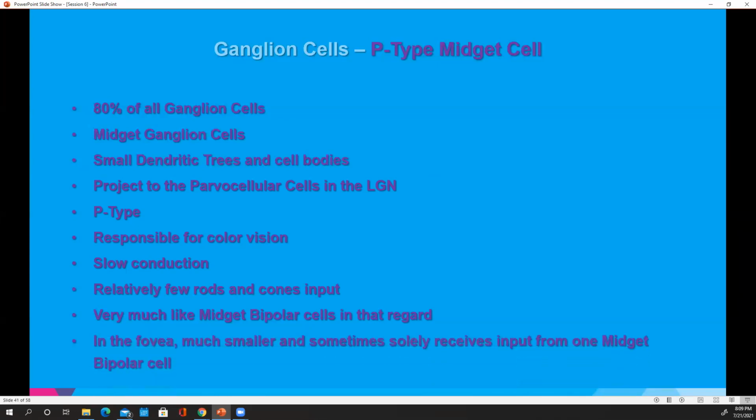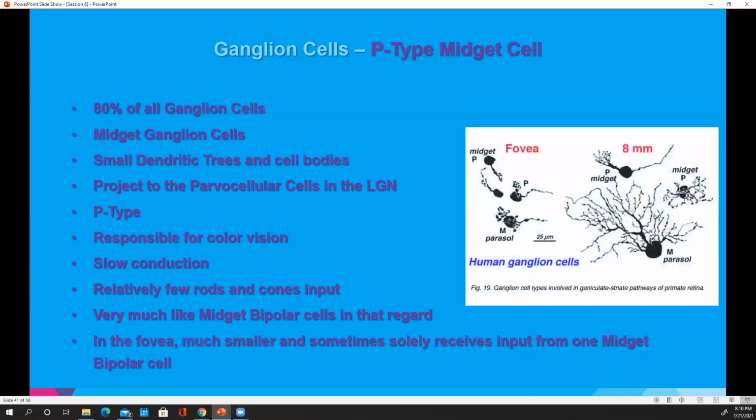So these guys tend to be dealing with the fovea. These ganglion cells are dealing with the input from the fovea a lot of times. Sometimes, and they're much smaller than their counterparts. And yes, sometimes they receive input from one bipolar cell, but not all the time. It's not like a midget bipolar cell where it is true that one cone is what it touches. Okay, it is sometimes true that it touches one midget bipolar cell, but not always. Make sense? Yeah, totally.